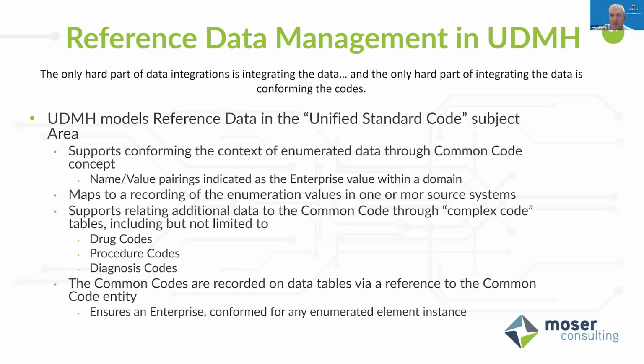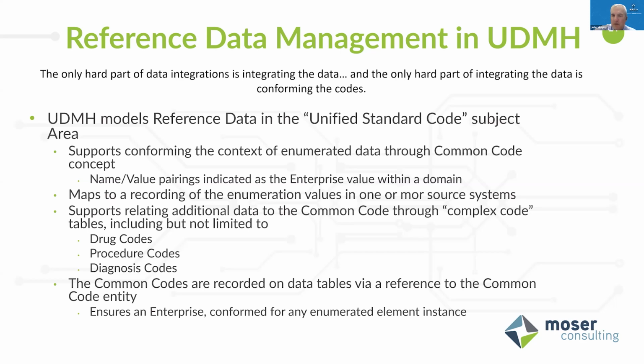And the domain is the set of codes we're talking about. An agreement status for your health plan is different than an encounter status, is different than an order status, right? So we have three different code domains there. Gender, race, they're all enumerated code sets. They're a code. And in the model, every code, whether or not it's got other data to it other than the name value pair within a domain, is modeled into the common code table.